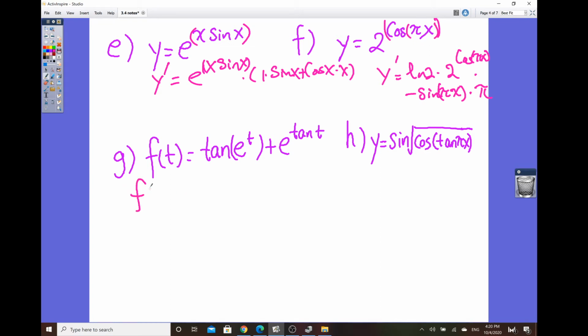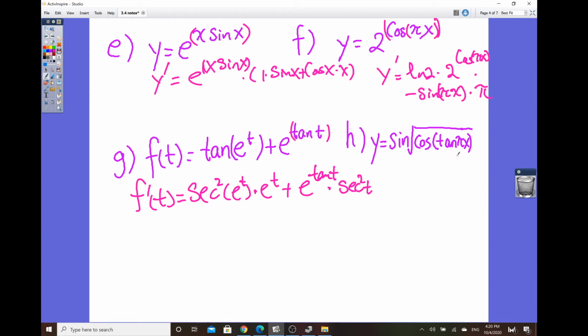So what about for this one, f prime of t? So this one is just considered derivative of tangent, which is what? Secant square, the quantity e to the power of t, times the derivative of the inner function, e to the power of t, which is what? E to the power of t. And then plus derivative of e to the quantity. Well, e to the power of the quantity, then that's just the same thing, e to the power of the quantity tangent of t. But don't forget, tangent of t, that's the inner function for e to the power. So derivative of tangent of t, then that'd be secant square of t.